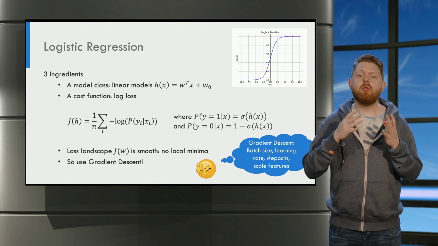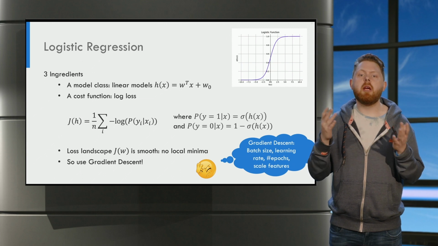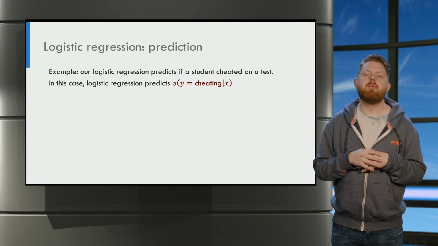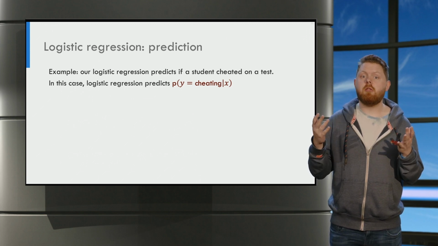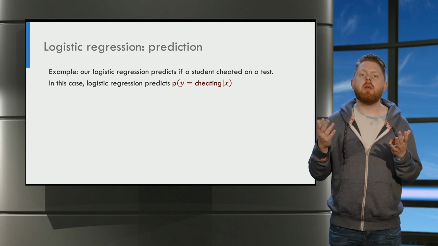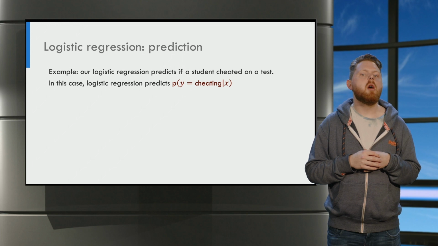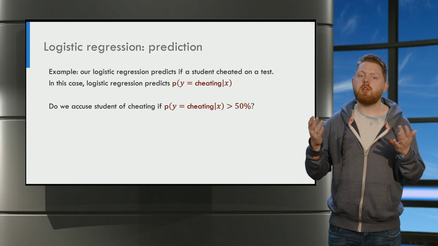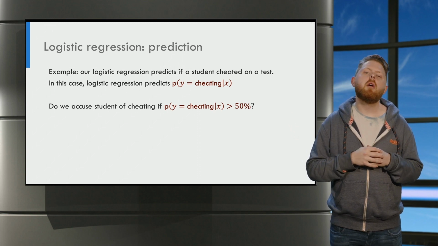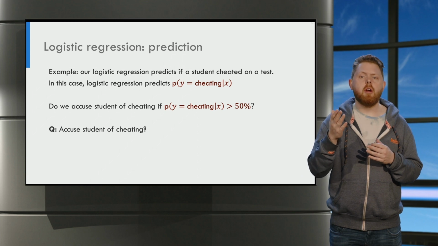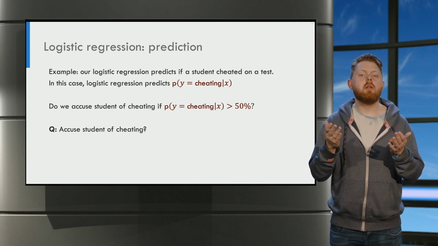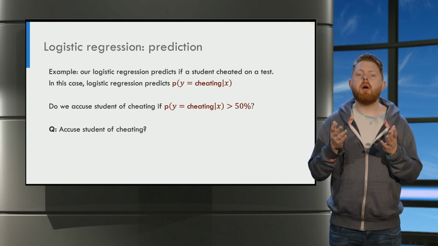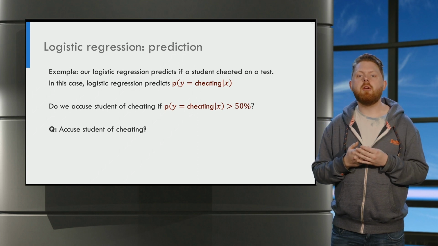Now that we have discussed how to train the model, let's discuss how to make predictions. Let's look at an example. Let's say we have trained a logistic regression model that predicts if a student has cheated on an exam. My model says for a particular student that the probability of cheating is larger than 50%. Now my question to you is, should we accuse this student of cheating? Yes or no? Please take a moment to think about this, pause the video, and afterward we will continue.